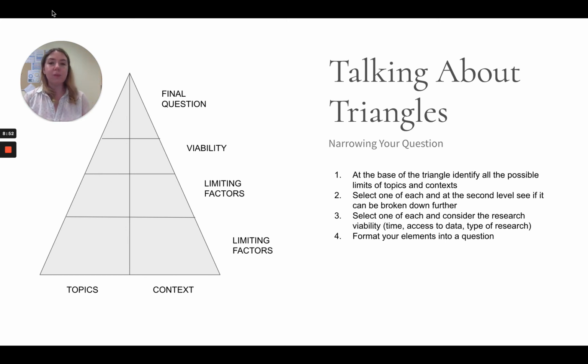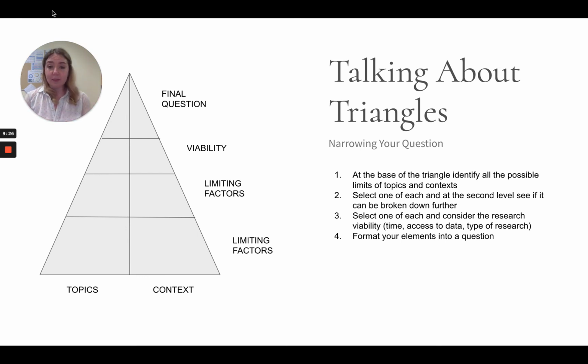Now, let's assume you looked at all the viability factors and your topic and context work. Now it's time to turn it into your final question statement. So in the top triangle of our triangle, you are going to reformat your topic and context into a question. Your extended essay must have a question, i.e. a statement with a question mark at the end of it. This is critical. Old essays, you'll notice, might have titles, so it's a statement rather than a question. Yours must be a question.